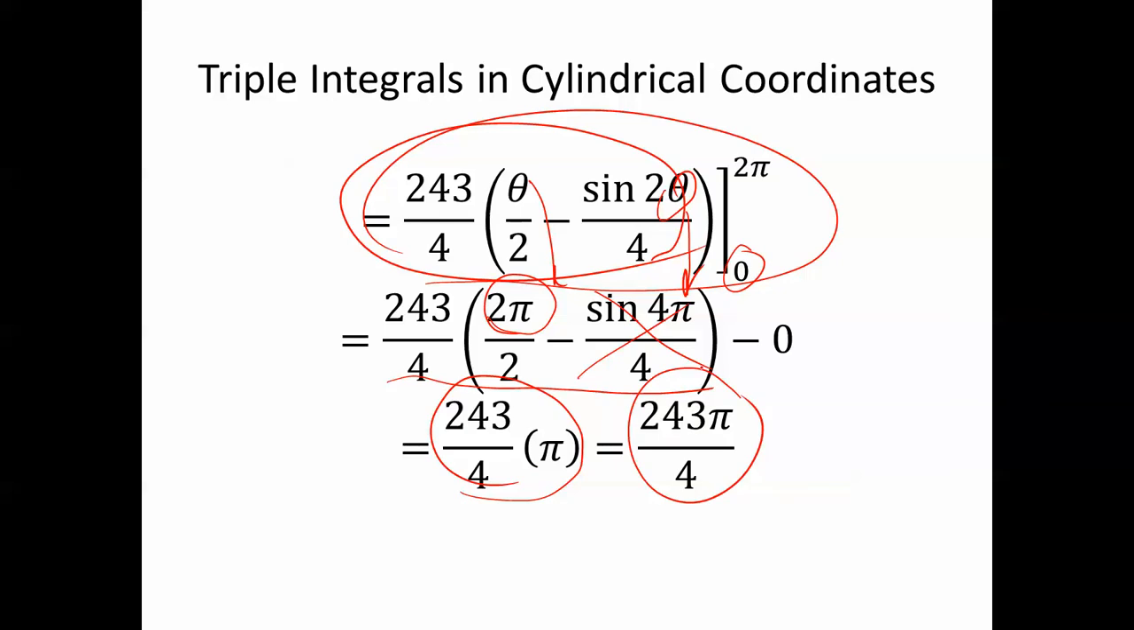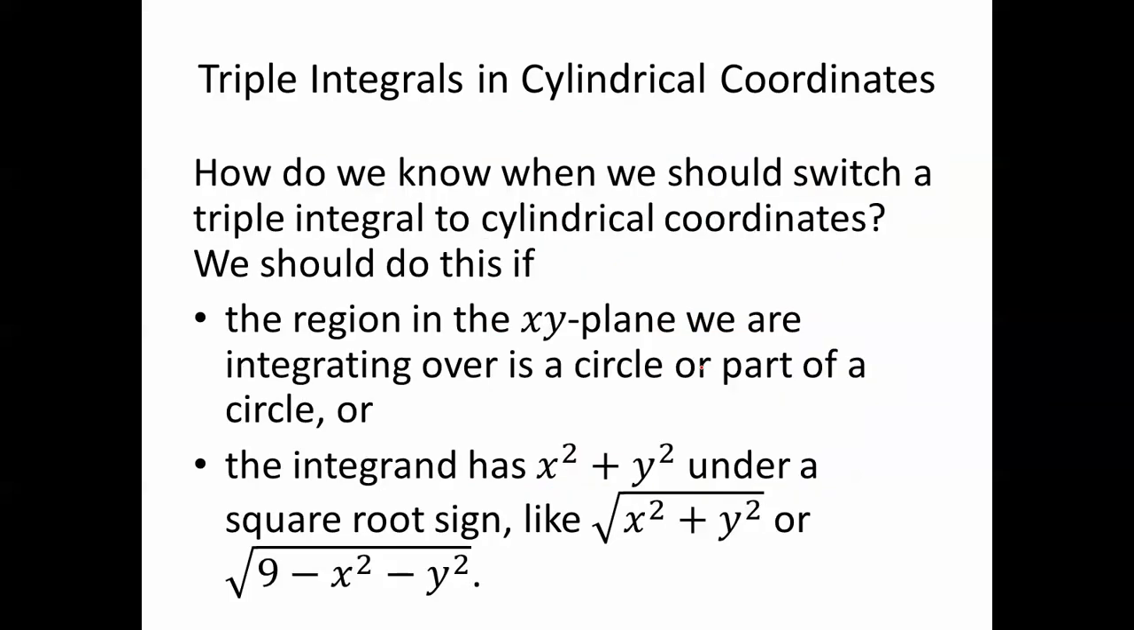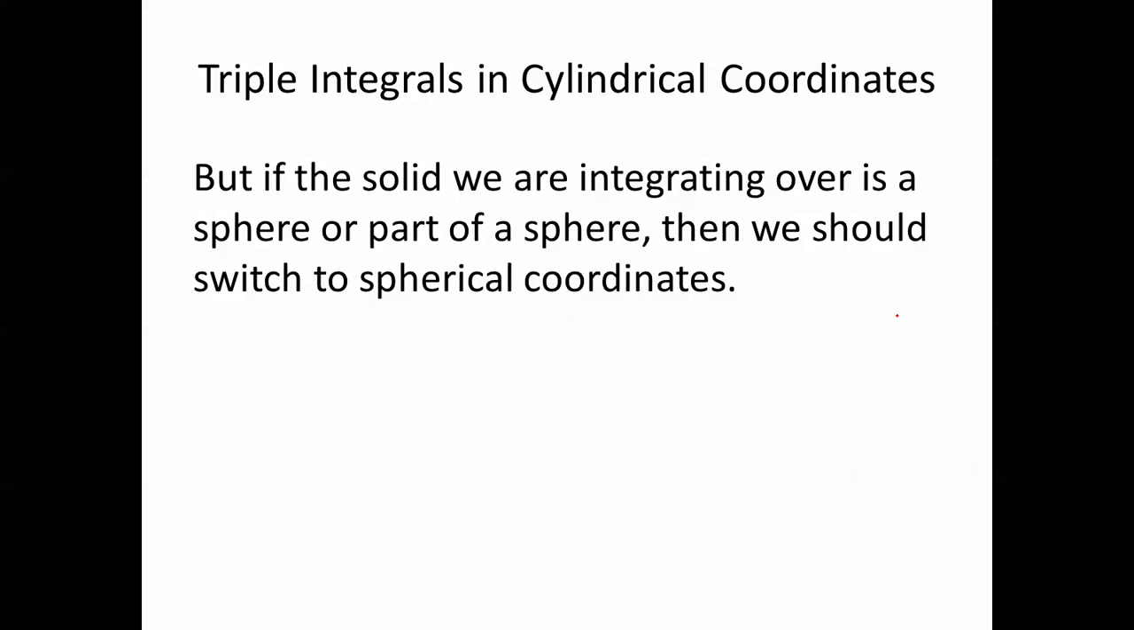Now, how do we know when we should switch a triple integral to cylindrical coordinates? We should do this if the region in the xy plane we are integrating over is a circle or part of a circle. That's what we saw this time. We saw the entire circle. Or the integrand has x squared plus y squared under a square root sign, like the square root of x squared plus y squared, or the square root of 9 minus x squared minus y squared. That's a dead giveaway. But if the solid we are integrating over is a sphere or part of a sphere, then we should switch to spherical coordinates, which we'll see next.